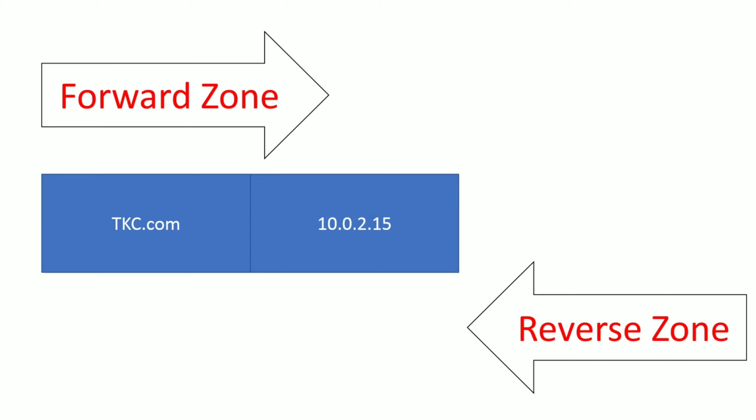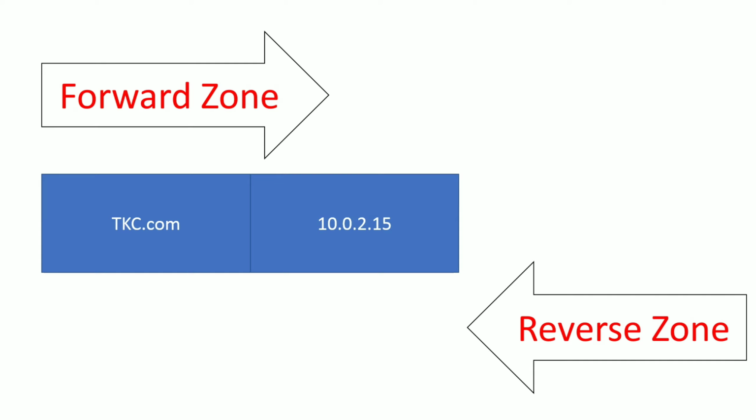When a client asks what is the IP address of tkc.com, a domain, on its query, the DNS server then looks up in the column, matches the data, resulting in the IP address as the answer.